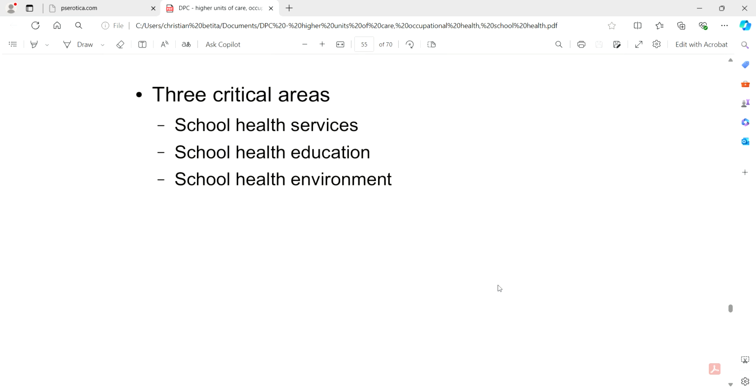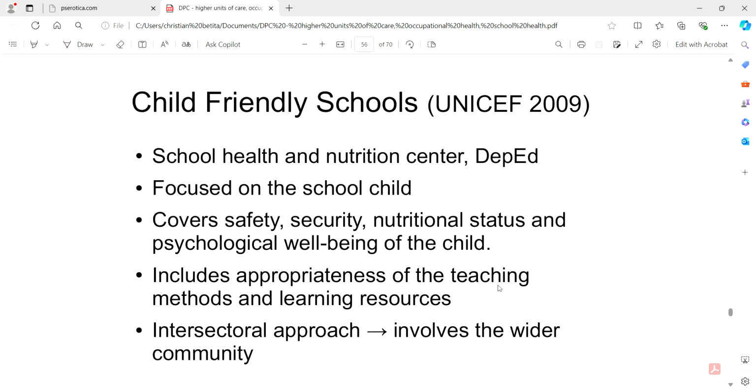Okay, so I will be showing you three models of school health and also the Philippine situation of school health. Okay, so child-friendly schools is a model adopted by UNICEF. It was started by the DepEd actually as the School Health and Nutrition Center, and it's focused on the school age child. It covers safety, security, nutritional status, and the psychological well being of the child.